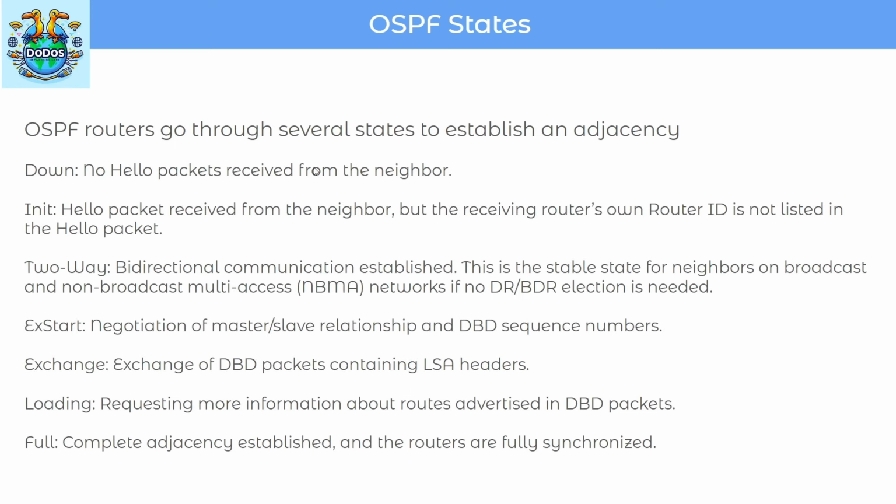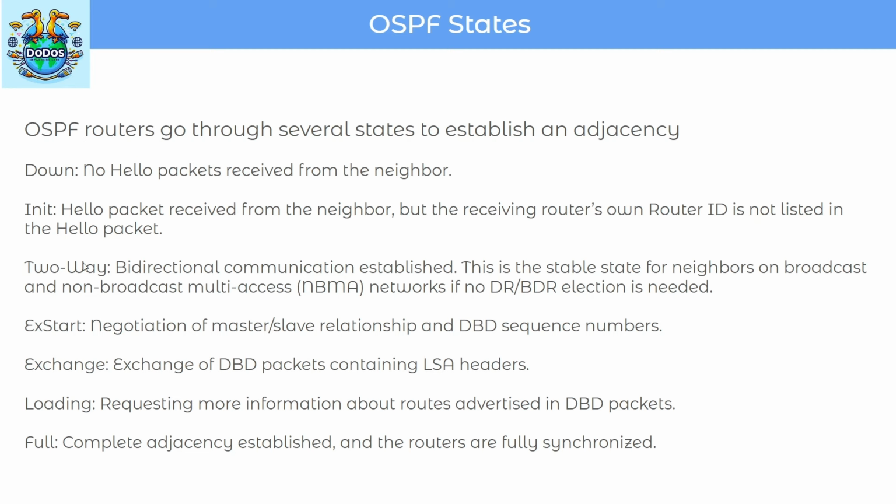So, what are the states of OSPF? OSPF routers go through several states to establish an adjacency. There's the state of down, where no hello packets are received from the neighbor. There's init, which is where hello packets are received from neighbors, but the receiving router's own router ID is not listed in the hello packet.